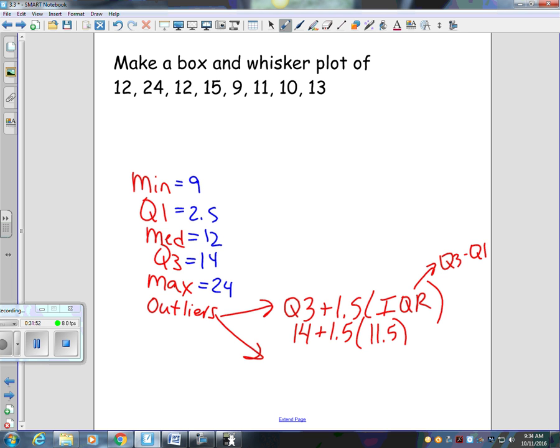Okay? All right. So type that in your calculator. 14 plus 1.5 times 11.5. What is it? Okay. Am I looking for numbers above that or below it? Above it. Are there any numbers above that? No. Okay. So there are no outliers above. All right. The other formula. What was that other formula?